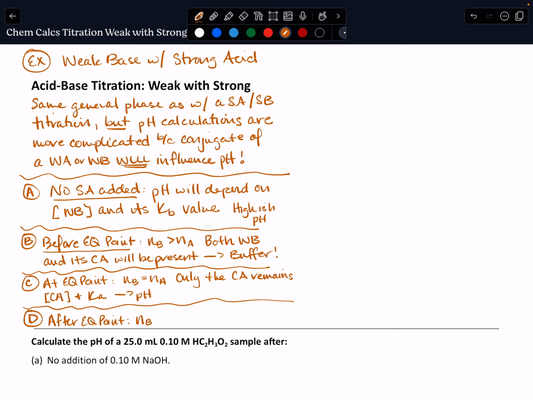And then finally, D, this is after the equivalence point. In this case, the moles of base is less than the moles of acid. So the concentration of strong acid in excess will determine our pH. We'll use its ionization to determine the amount of H plus present, and then that will be used to calculate the pH value. So those are our four phases.